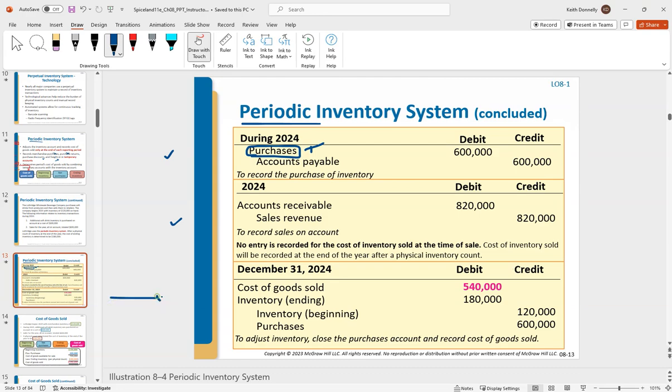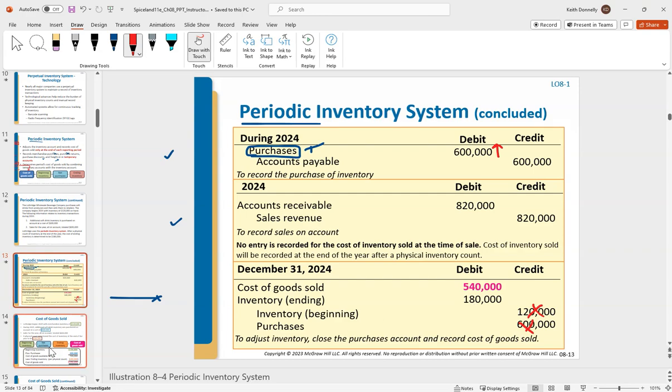And here we are at the end of the period. What we'll do is, hey, we had that purchases account. We got to get rid of that. That was a temporary account. We knew our beginning inventory. We'll get that off the books there. We know our cost of goods sold, so then we can hit our ending inventory for where it needs to be.